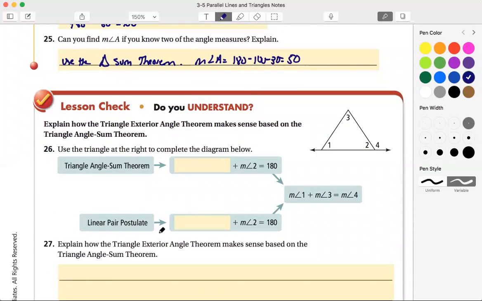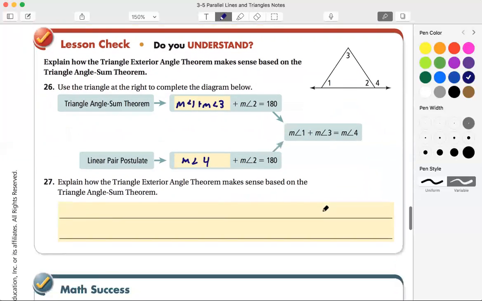So let's see if we can prove this. All right, so we know that the measure of all three angles has to be 180. So the measure of angle 1 plus the measure of angle 3 plus the measure of angle 2 is 180 degrees. By the linear pair postulate, the measures of angle 4 and angle 2 equal 180 degrees. Well, look at this. We can just do a couple of substitutions, so I know that angle 4 has to equal the remote interior angles.